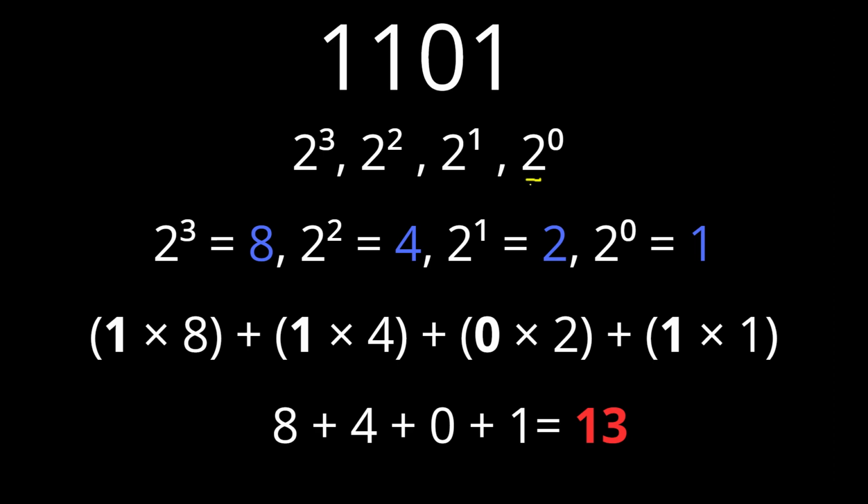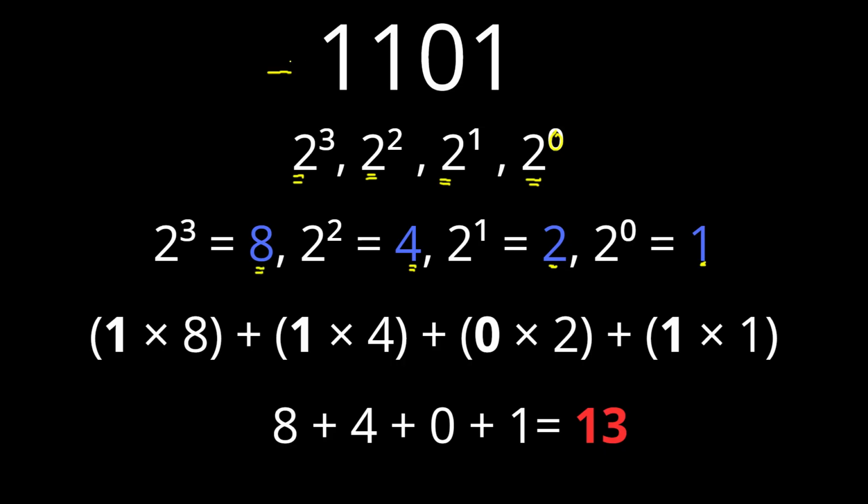Here's another example, 1101. This binary number also has 4 digits. We have 1, 2, 3, 4. For 2, we always start with 0. 2 to the 0 power, 1, 2, 3. Next, we need to calculate these powers of 2. 2 to the 0 power will be 1. 2 to the first power, 2. 2 to the second power, 4. And 2 to the third power, we know it's 8.